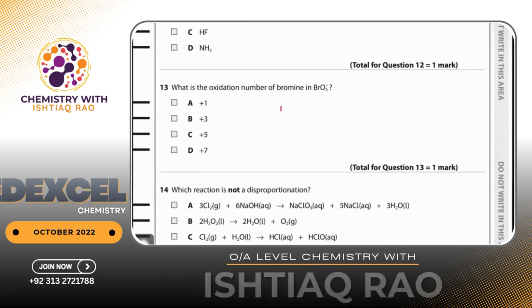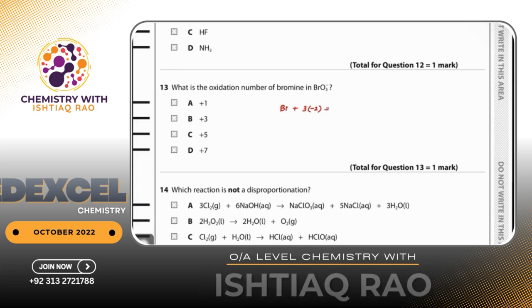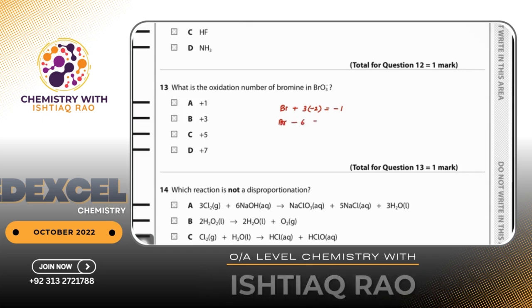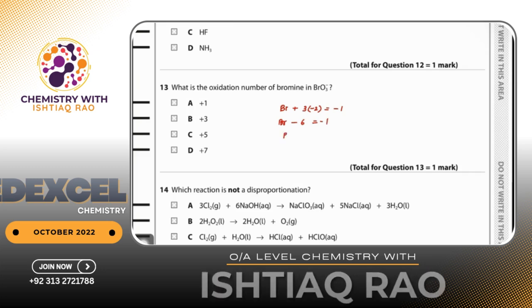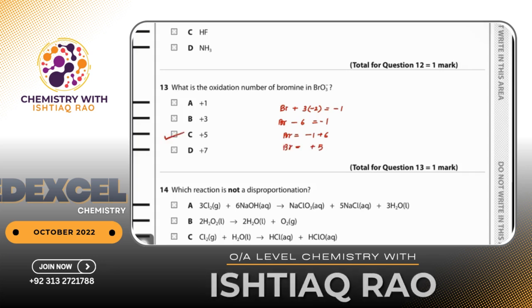What is the oxidation number of bromine in BrO3? Br plus 3 oxygen, each oxygen minus 2, is equal to minus 1. Then Br minus 6 is equal to minus 1, then Br is equal to minus 1 plus 6, so it's supposed to be plus 5. So answer C is correct.